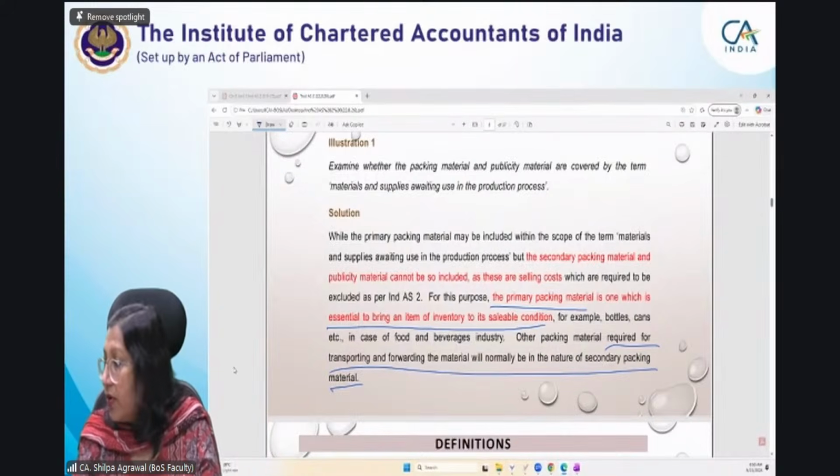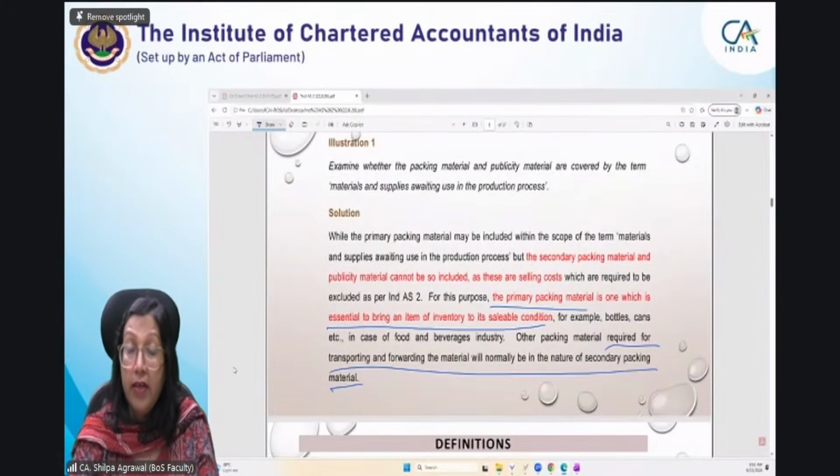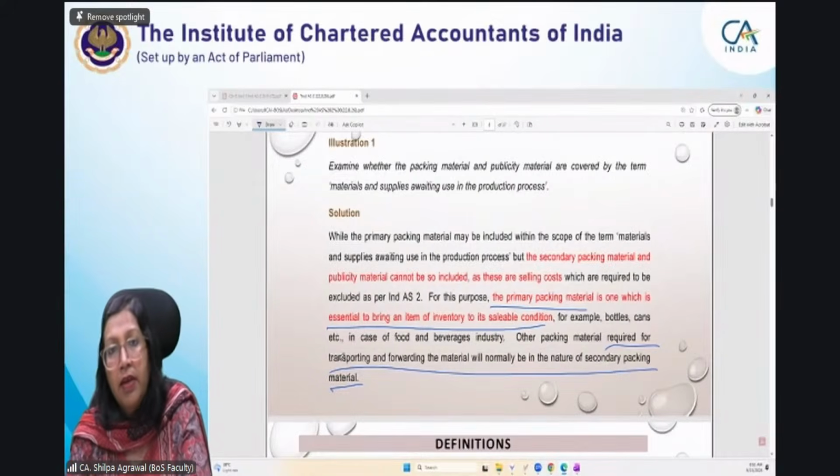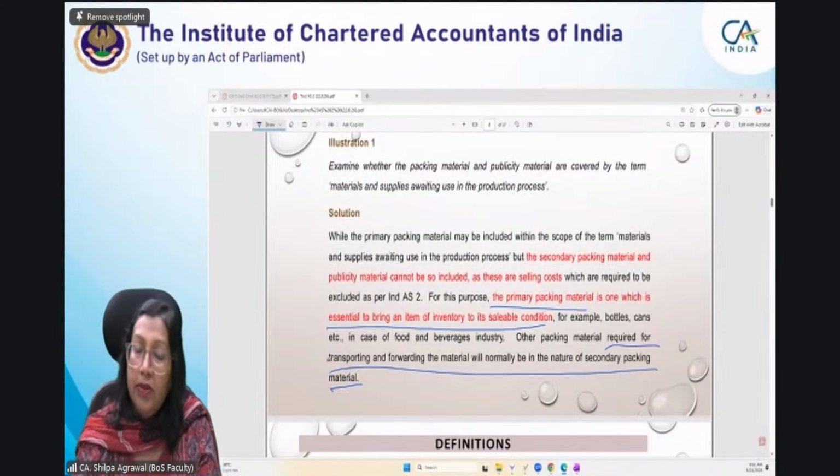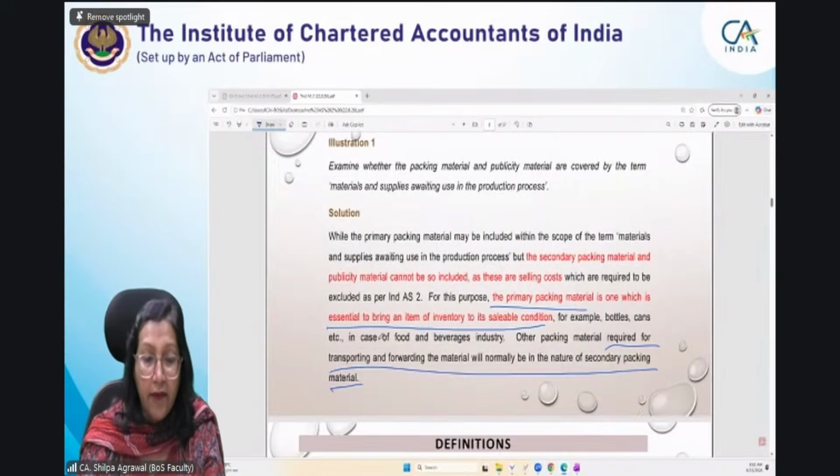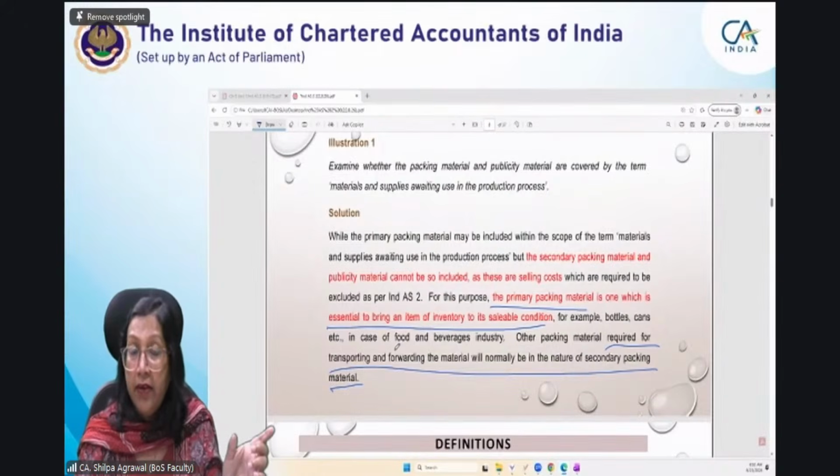Manish is asking about the glass bottle for the manufacturer, whether it is inventory. I am saying it is an inventory for the manufacturer, but its cost will not be included in the cost of the product which is filled in that particular glass bottle. Definitely it will be an inventory, because without that bottle they cannot sell that material to you. So that is a packing material, and it is inventory for them, but a separate inventory.